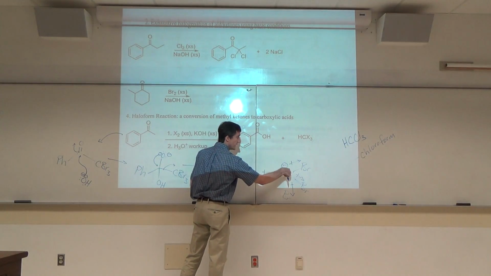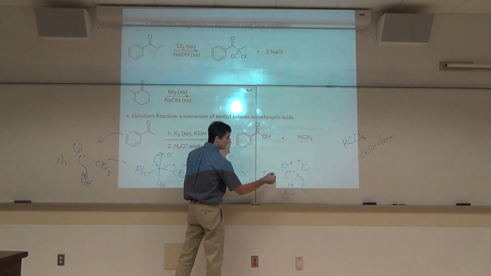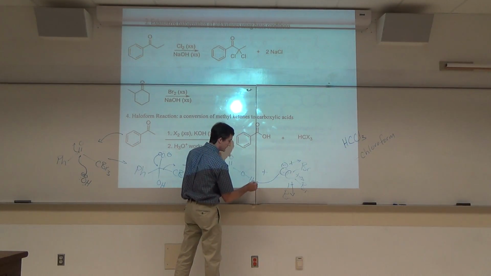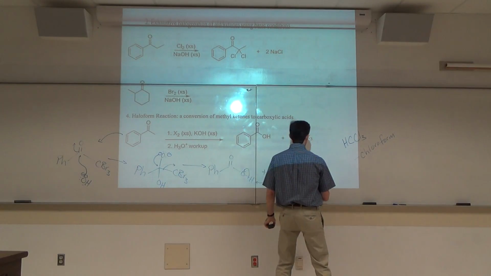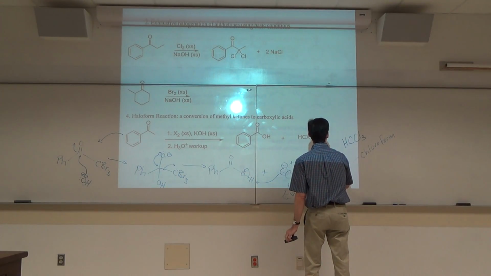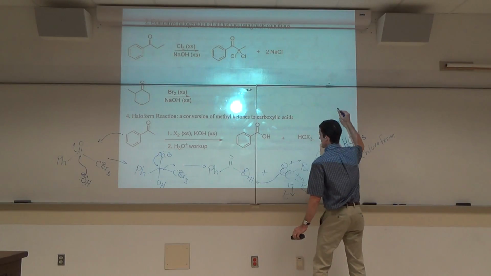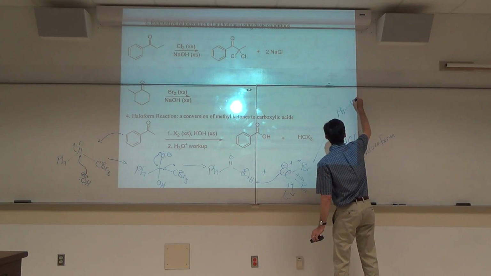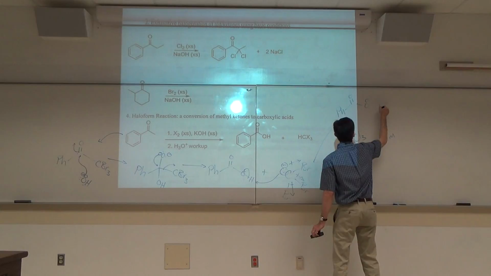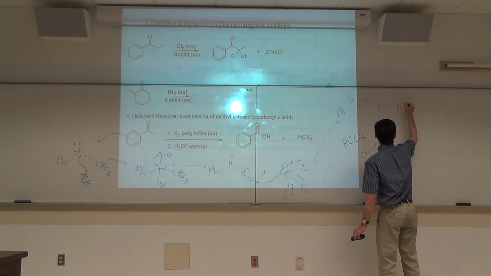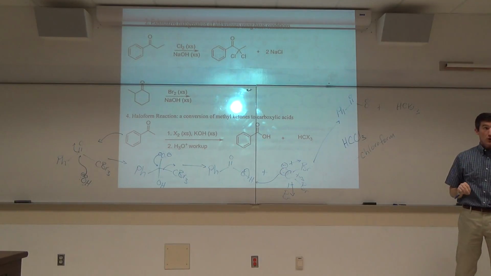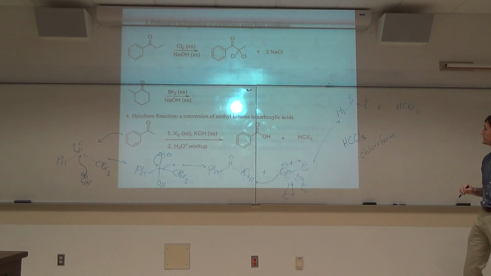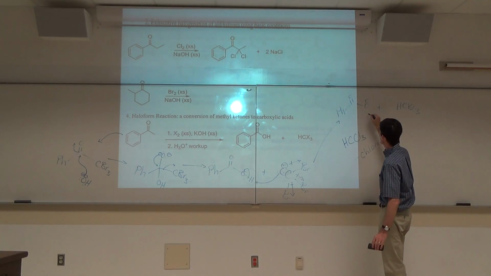Now, what happens next? This is still a carbanion. This is an acid. What happens next is this takes the H, leaves us behind. That's going to give O minus plus HCBr3. That's bromoform. This is step 1.